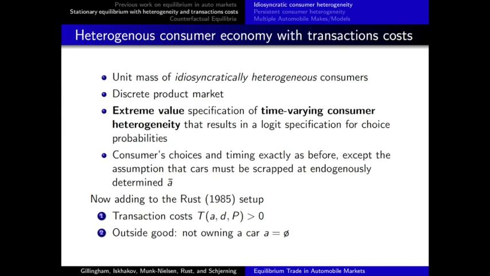It could be something that's a shock to what the consumer is, but it could also be a shock to your experience of the car. So there are just idiosyncratic shocks to whether you want to get rid of your car, or you want to have a car of a particular type. So, idiosyncratic taste variation. Now, the consumer choices and timing are exactly the same as before, except for the assumption that cars must be scrapped at endogenously determined values of A.